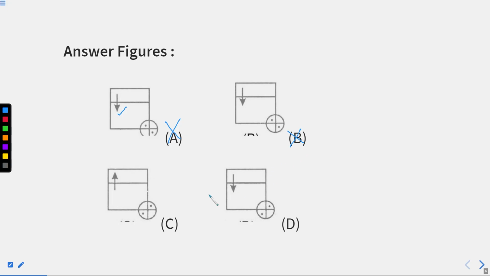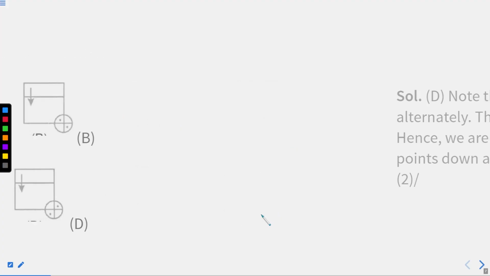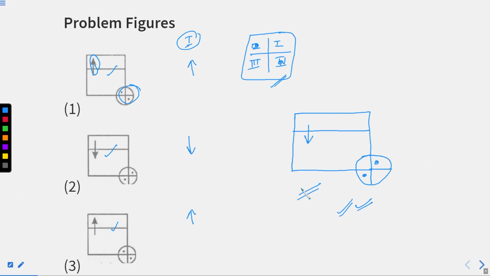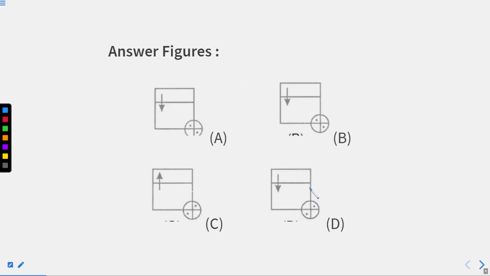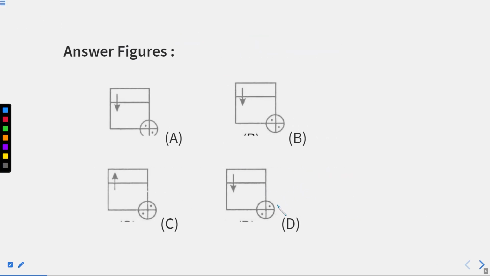But what exactly do we need? We need a downward arrow in which the dots are supposed to be in the first and the third quadrant, right? What are we looking for? We are looking for this figure, right? And here we have the same figure, right? This is option number D, which matches the figure that we have already made, right?